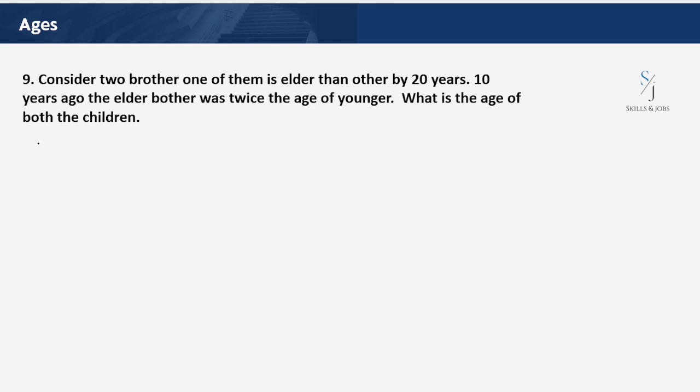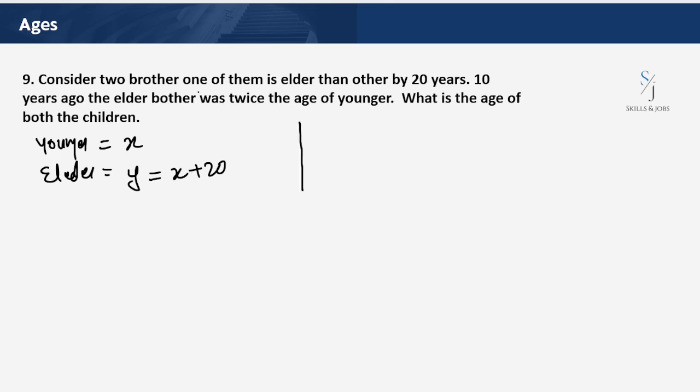Let's read once again the first part of the question. So there is a younger brother, then there is an elder brother. So let's take the younger brother's present age as x, and the elder brother's age as y. Once again, read the first part of the question. Consider two brothers. One of them is elder than the other by 20 years. So that says the elder brother is 20 years older than the younger brother. y equals x plus 20. So this is the first relation that we got from the first part of the question.